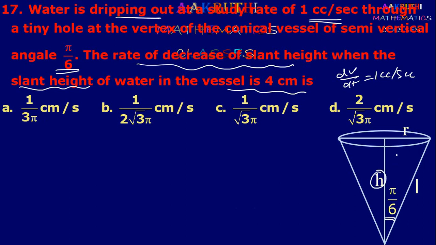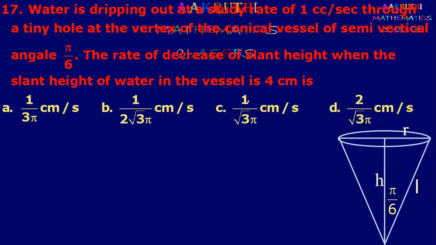We take here h as the height of the water at any time t, r as the radius and L as the slant height. So we know that when water is filled into the cone, its height is changing, radius is changing, slant height is also changing. So all these are variable. That is, h is variable, r is variable, L is variable. Now the question is to find dL by dt, that is, the rate of change of slant height.